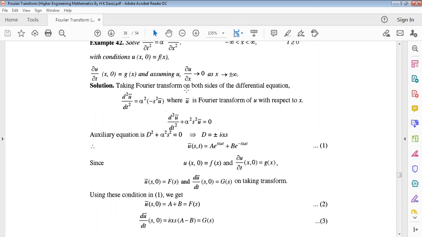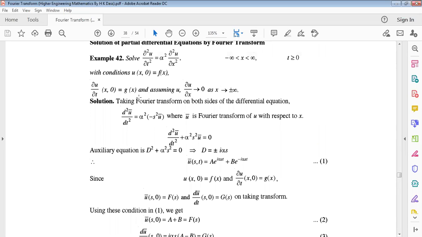Now taking the Fourier transform on both sides of the differential equation, like before. Just take the Fourier transform on both sides. d square u dt square equals alpha square, where alpha square means this constant, times minus s square u bar. U bar is the Fourier transform of u. Remember it. We have already used u bar in place of u to indicate the Fourier transform.